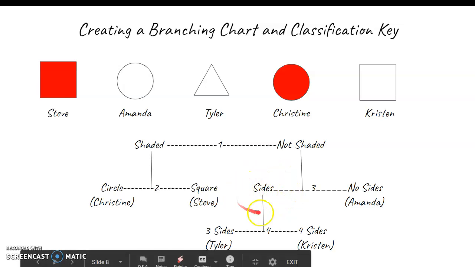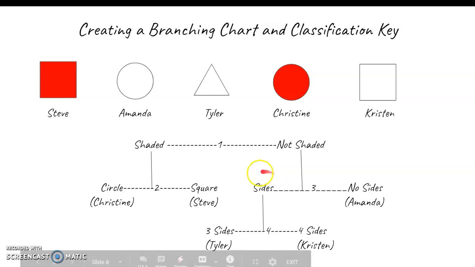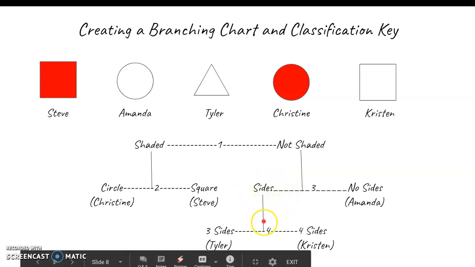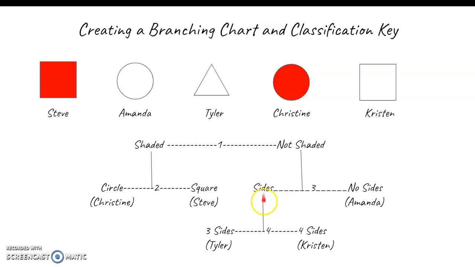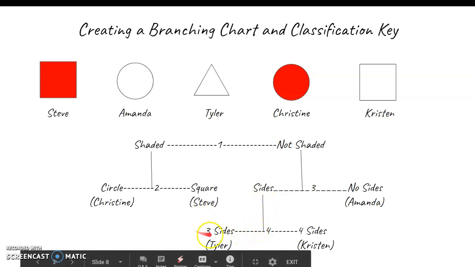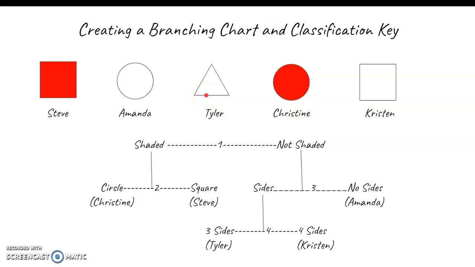That leaves me with this group here as the only ones left that have multiple members to it. And so I'm going to, again, drop a line down, put another line, and separate into, okay, it's not shaded and it has sides, but how many sides? 3 sides versus 4 sides. So Kristen is the only 4-sided, not shaded individual, whereas Tyler is the only 3-sided, not shaded individual. And so now everybody is completely by themselves.